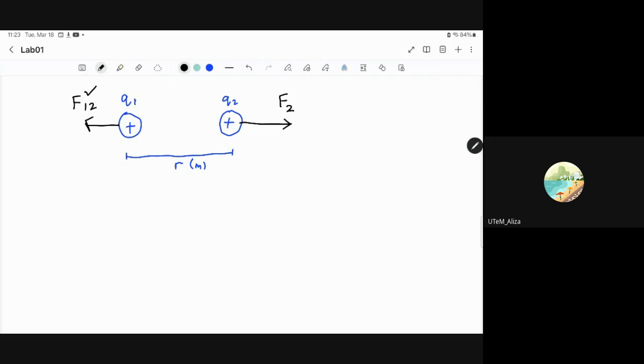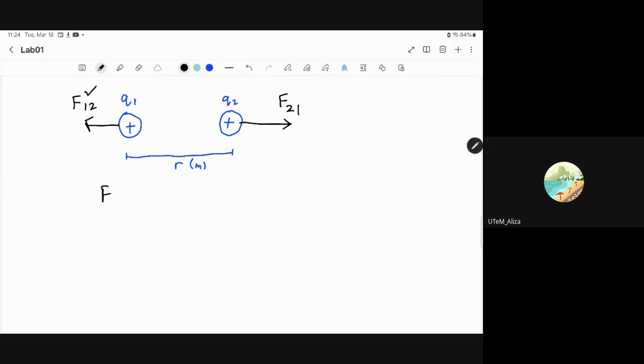To differentiate, and to note which Q this force exists due to, you say force on Q2 due to Q1 is F21, and the other one was F12. To calculate both, you are actually using the same equation.